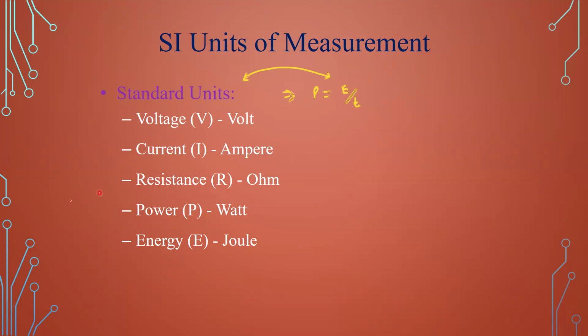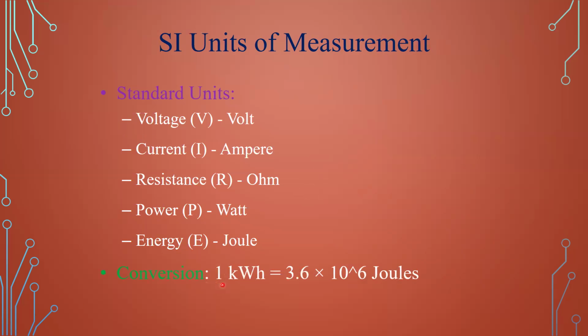So now coming back to our SI units of measurement, this is the final objective that we wanted to attain in this module. So the standard units are as below. You express voltage in volts, you express current I in amperes, you express resistance R in ohms, you express power P in watts, you express energy in joules.